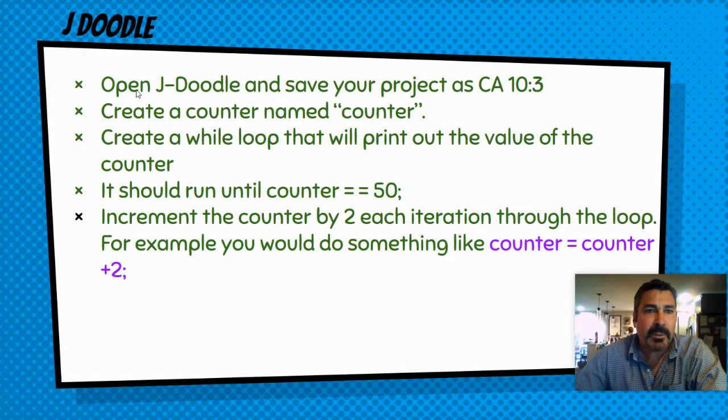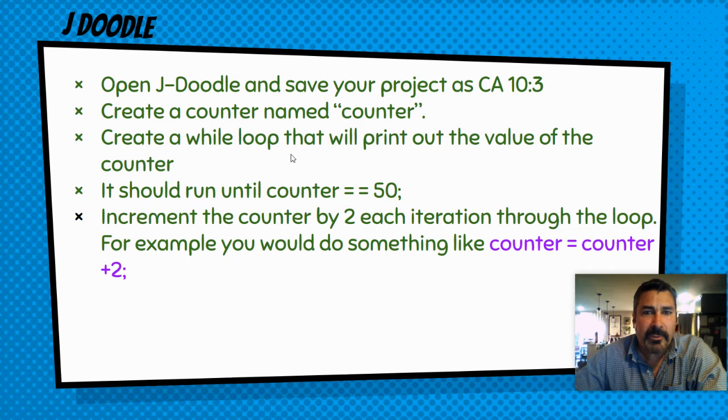Okay, I'm going to let you do this one on your own. I'm not going to walk you through this one. So open JDoodle and save your project as Code Academy 10.3. So we're talking about incrementing through the loop. In order to do that, you have to have a counter. So create a counter named counter. It's going to be an integer, so declare it as an integer, and then you're going to initialize it to 0.